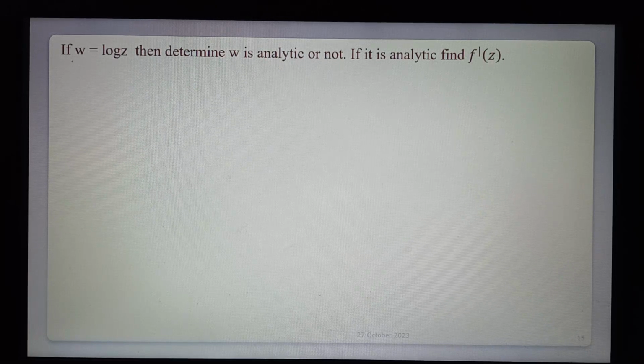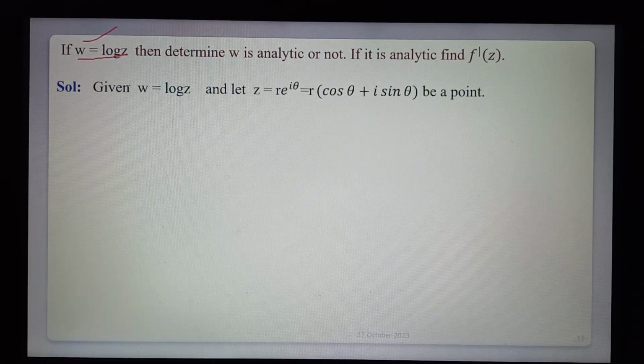Next problem. If w is equal to log z, then determine whether w is analytic or not. If it is analytic, find f dash of z. So your given complex variable function is w is equal to log z, and f of z is equal to log z. Now we have to prove it in polar form.